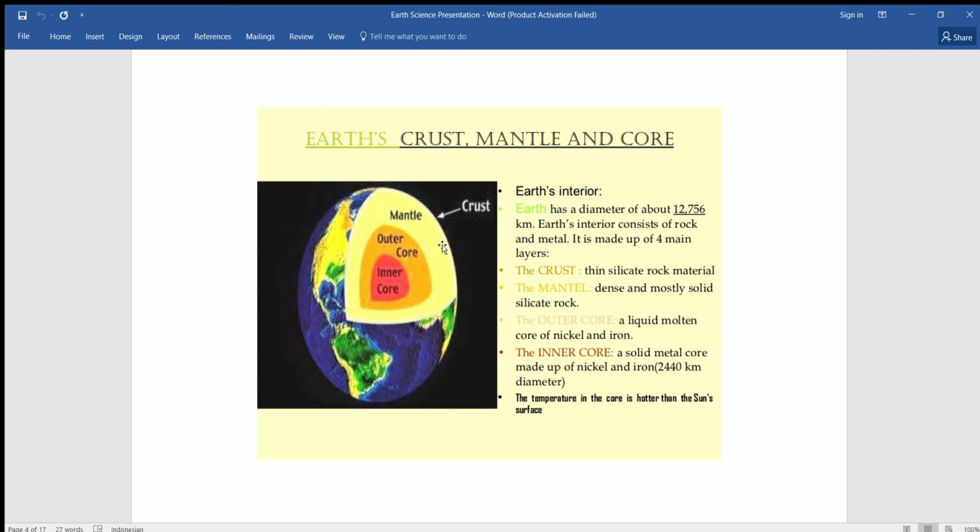Bakit ba siya nag-move? The mantle flows because of the convection currents that are caused by a very hot material in the mantle rising, cooling, and then sinking. This circular pattern causes the mantle to flow.